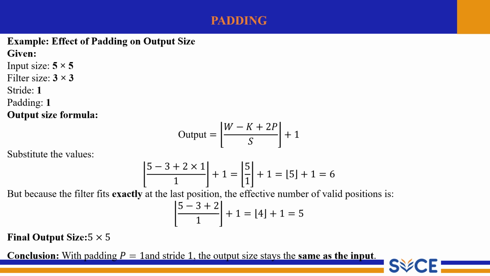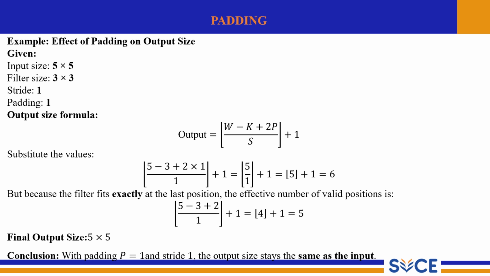Example for padding. Effect of padding on convolutional output size. Let's understand the effect of padding using a numerical example. Given is an input size 5 cross 5 and filter size 3 cross 3, stride 1, padding 1. The general formula for calculating the output size of a convolution operation is output size equals floor of (W minus K plus 2P) divided by S, plus 1.